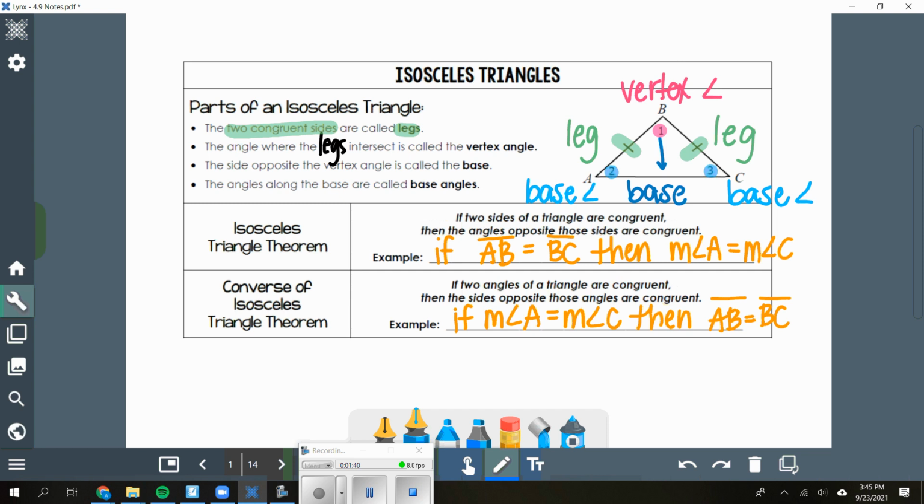And just like in parallel lines, I can have the converse, which just means I can flip the order. So this one says if two angles of a triangle are congruent, if your base angles are congruent, then the sides opposite those angles are congruent. So then your legs are congruent. So again, if you have two congruent legs, that means you have two congruent base angles. And if you have two congruent base angles, that means you have two congruent legs. You can go in either order with your isosceles triangles.